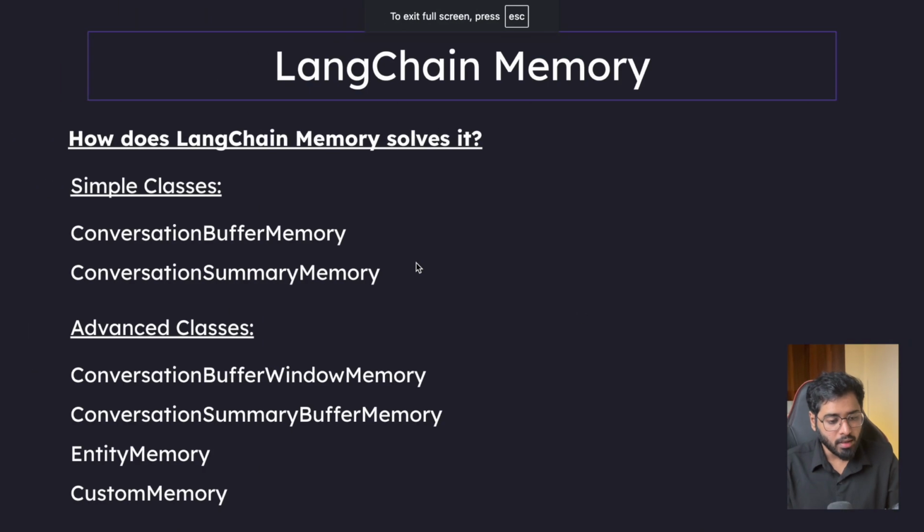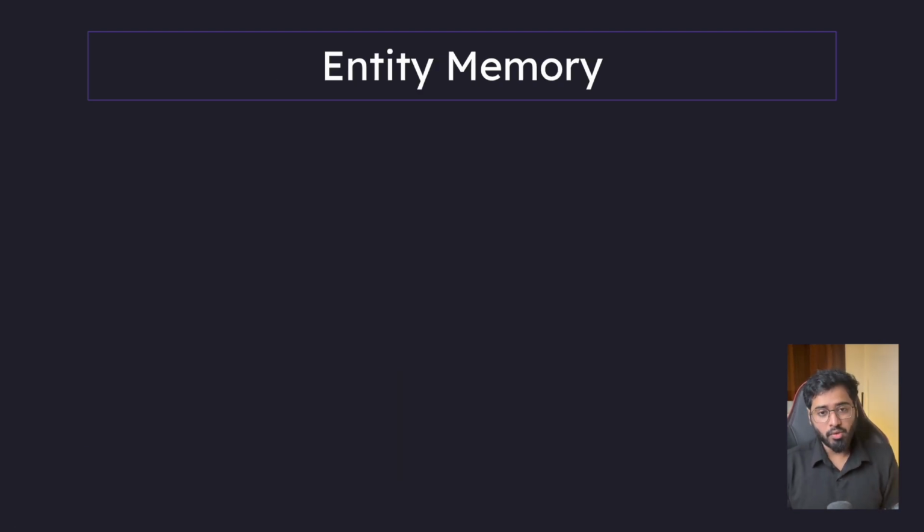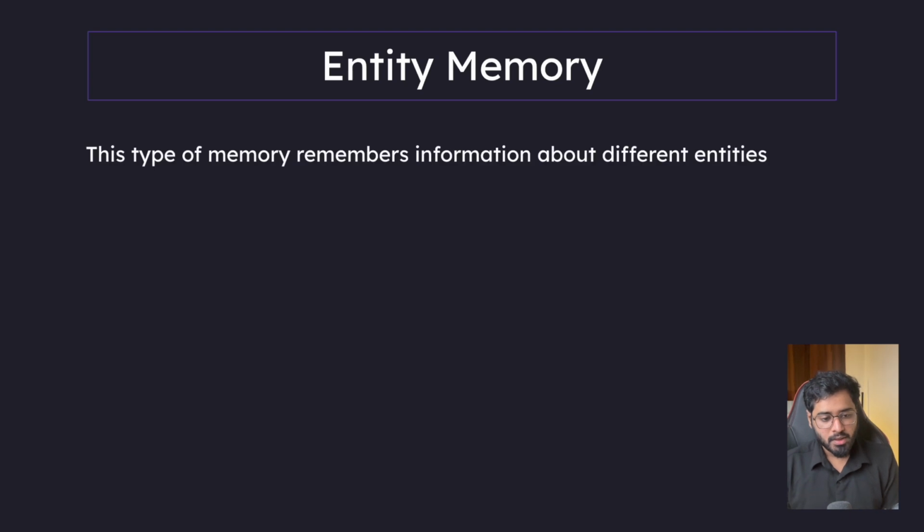So far we've seen how the conversation buffer memory works, how the conversation summary memory works, and also the hybrid types like conversation buffer window memory and conversation summary buffer memory, right? So let's now go ahead and start looking at what is entity memory. So this type of memory remembers information about different entities. So first, let's look at what is an entity.